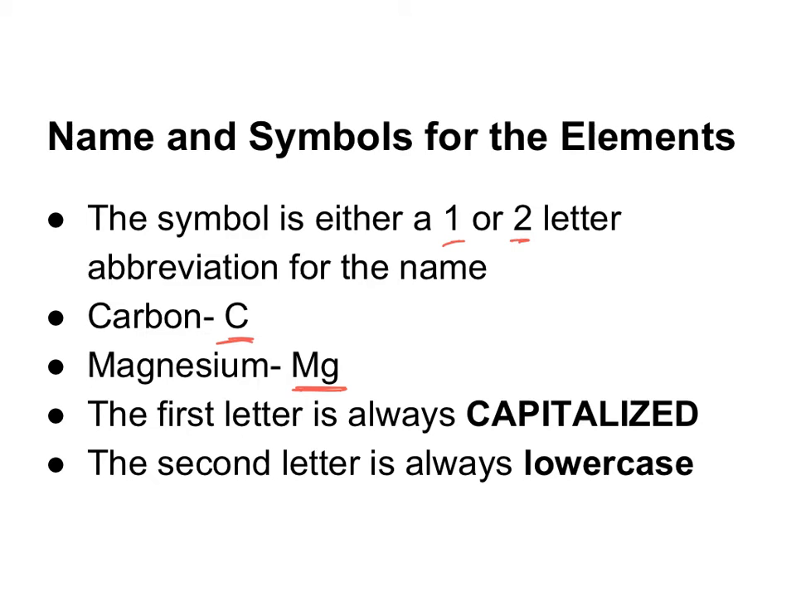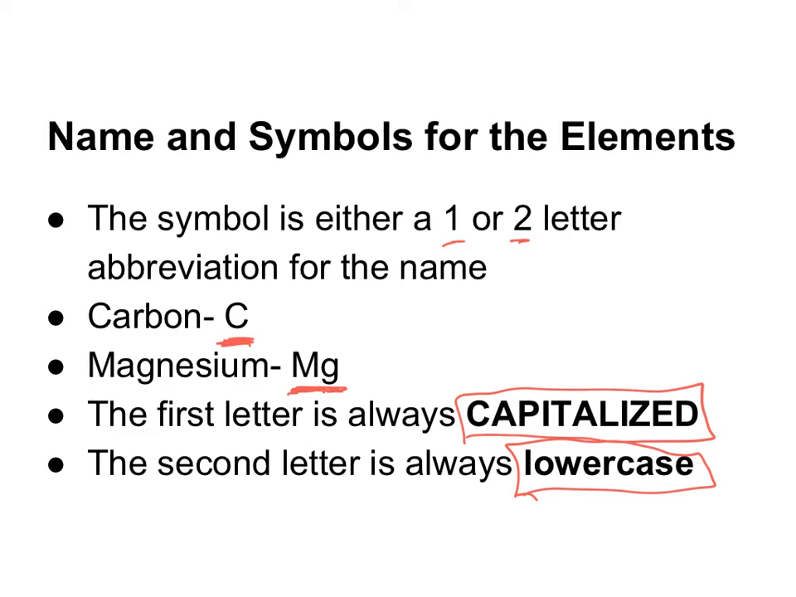Anytime you write these symbols, the first letter of the abbreviation should always be capitalized. This is super important. So magnesium should always have a capital M in front. If it's a 1-letter symbol, then it should have 1 capital letter. The second letter is always going to be lowercase. This g in magnesium should be lowercase. For a lot of elements, like magnesium, there is no element G, so it doesn't really matter.